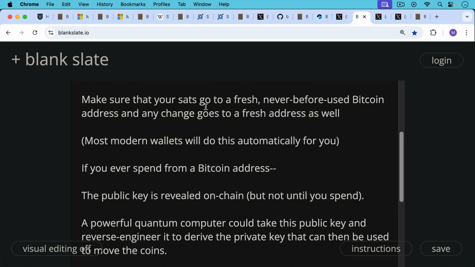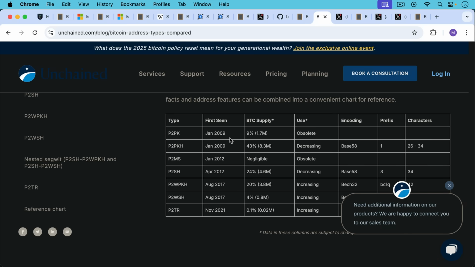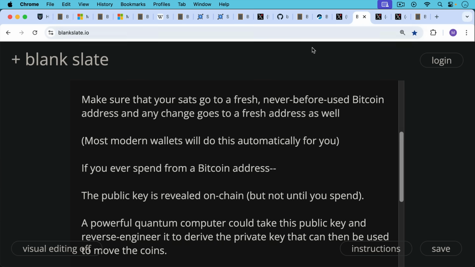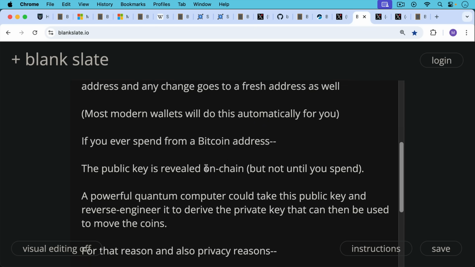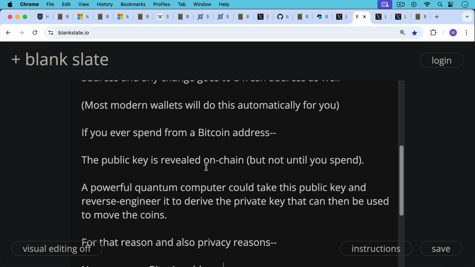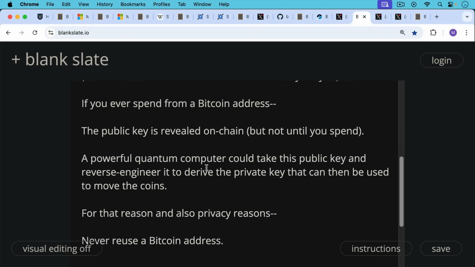If you ever spend from a Bitcoin address, the public key is revealed on-chain, but not until you spend. This is why Bitcoin addresses that have been spent from are more open and vulnerable to a quantum attack, because that public key has been revealed on chain for the first time, especially in later address types. In these early address types, that public key is already visible on chain. And once the public key to a Bitcoin address is revealed on chain, then any powerful quantum computer can take this public key and reverse engineer it to derive the private key that can then be used to sign a transaction to move the coins.